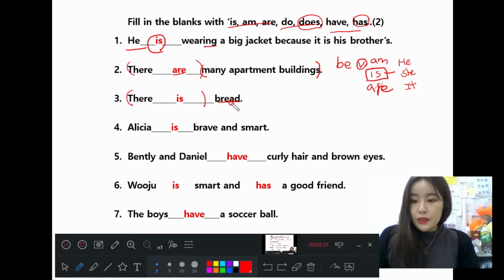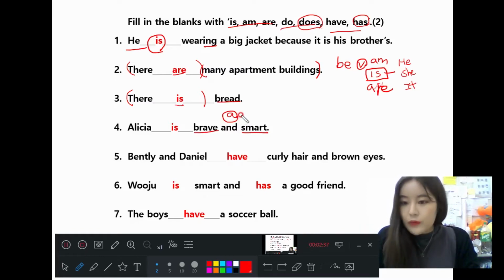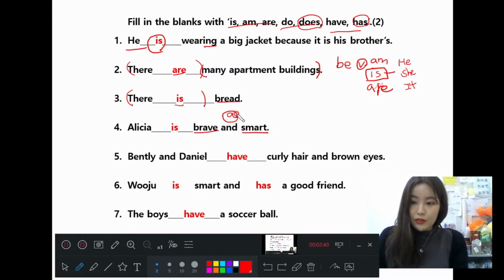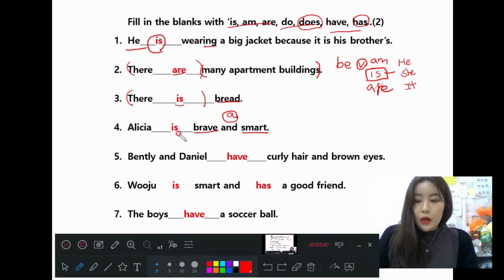Okay? So this is the noun that we cannot count, so we have to use is, not are. Okay. And next one, Alicia is brave and smart. Brave and smart are adjectives. And what is the adjective's job? Right, my job is to teach you guys, but the adjective's job is to describe the noun. 명사를 꾸며줍니다.